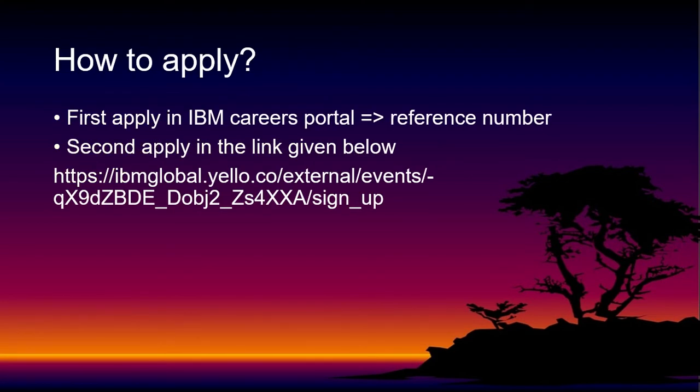And how to apply for this job? First of all, you want to go to the IBM Careers portal. After signing up in this IBM Careers portal, you can get the reference number in your mail inbox. After getting this reference number, you can go to the below link, the second link, and you can give this reference number and some other details to apply for this job.